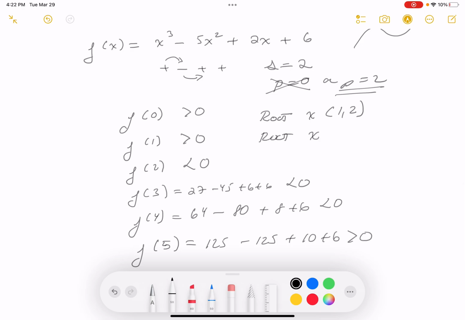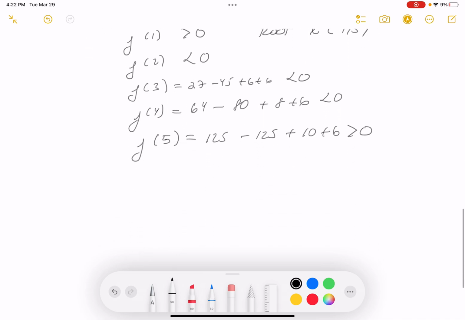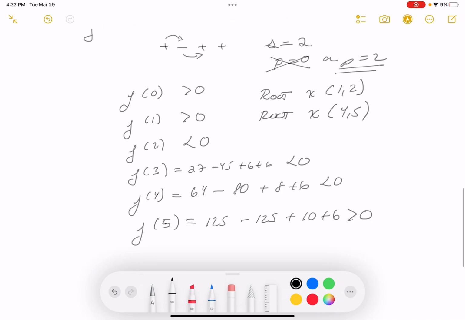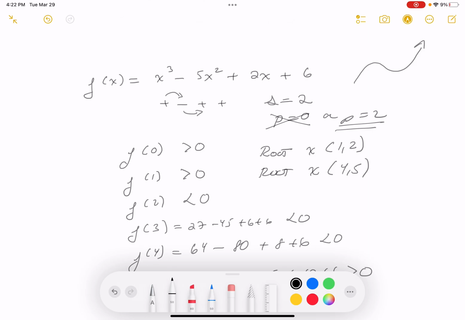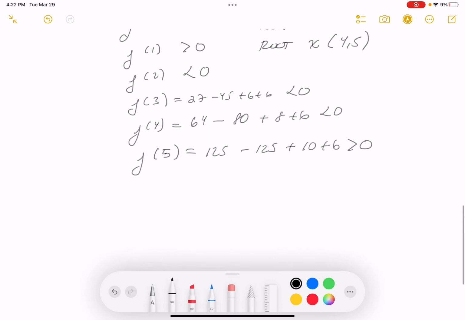And what's that other root going to be? X has to now be between 4 and 5. And these are the nature of roots. Now, granted, there's one more. I'm not going to use Descartes rule of signs to do that. It couldn't be complex, by the way. This is a real coefficient polynomial. If it was complex, they would occur in conjugate pairs. So there has to be one negative root, by the way. So I'm going to look for it.